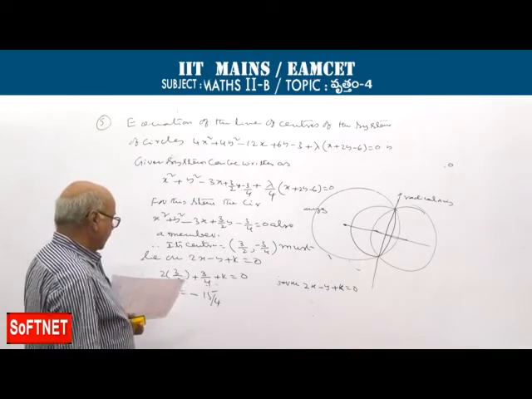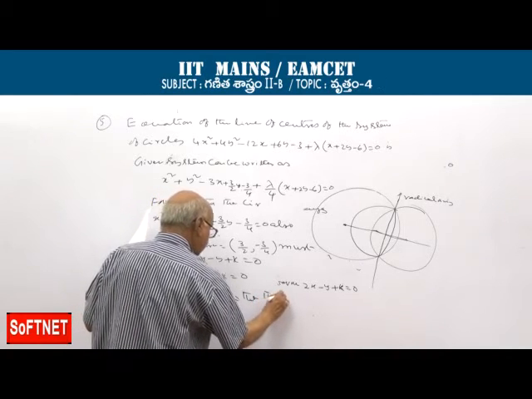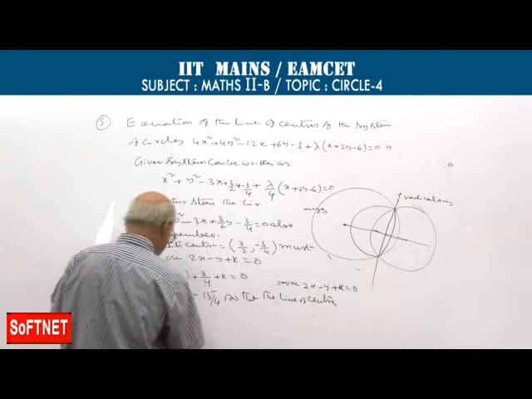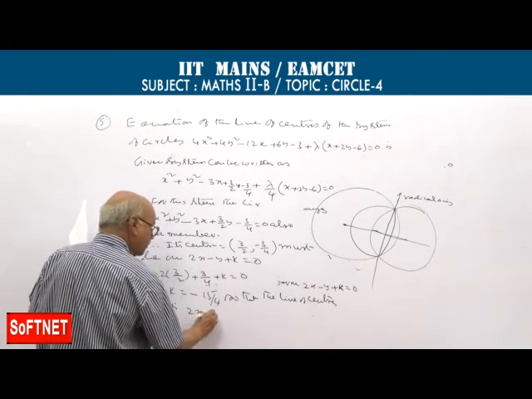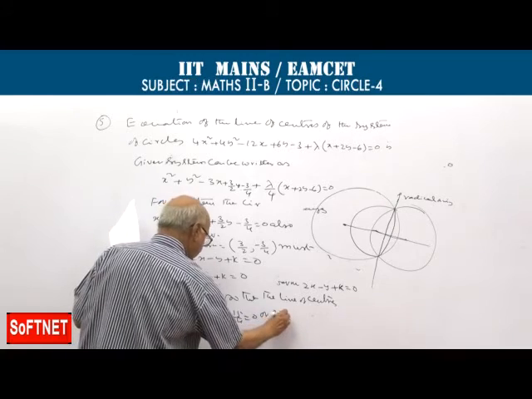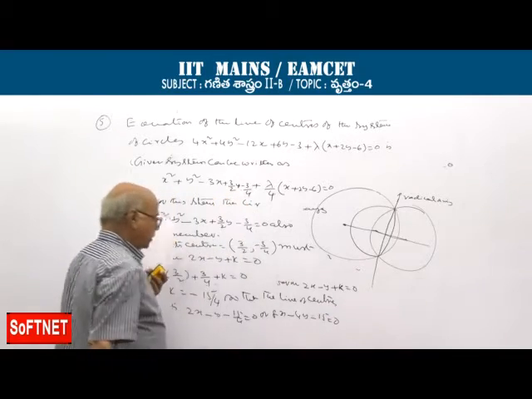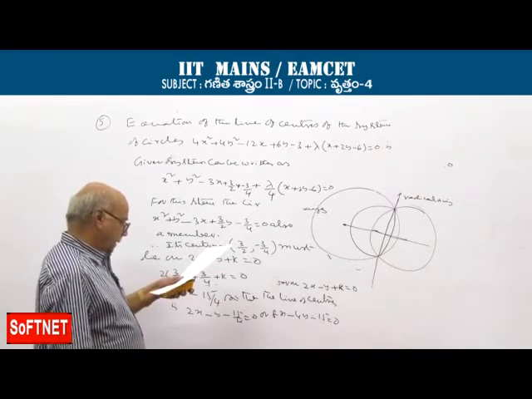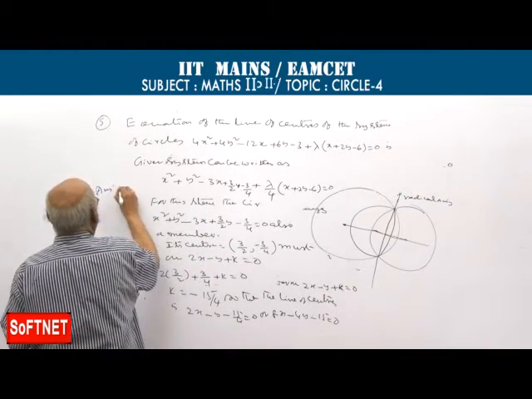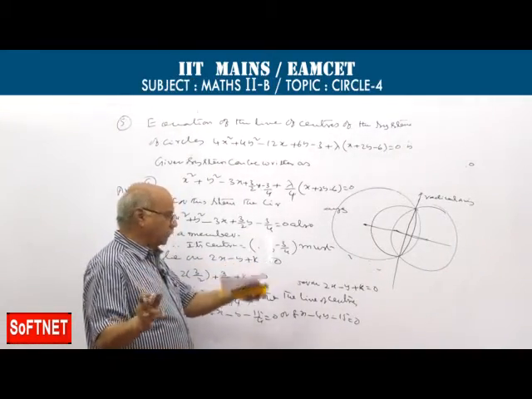This 4 is there, minus 15 by 4, so that the line of centers is 2x minus y minus 15 by 4 equal to 0, or 8x minus 4y minus 15 equal to 0. So the correct option is option number 1. In option number 1, you are given 8x minus 4y minus 15 is equal to 0.